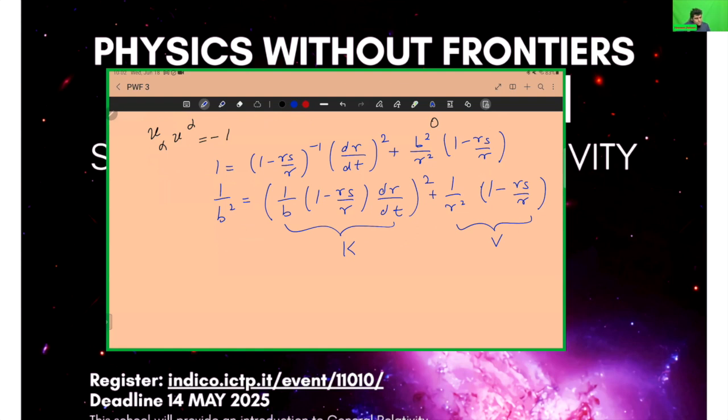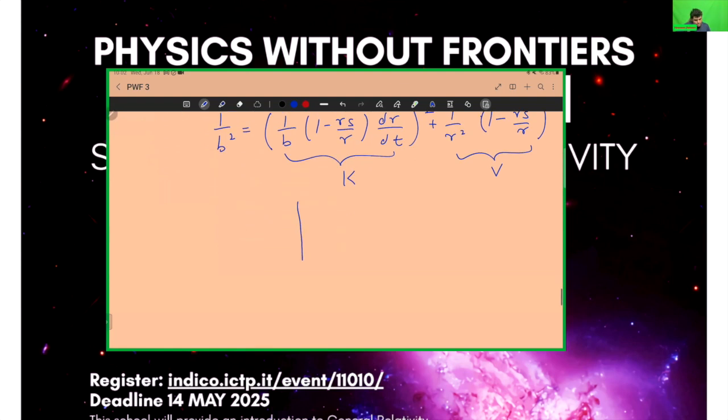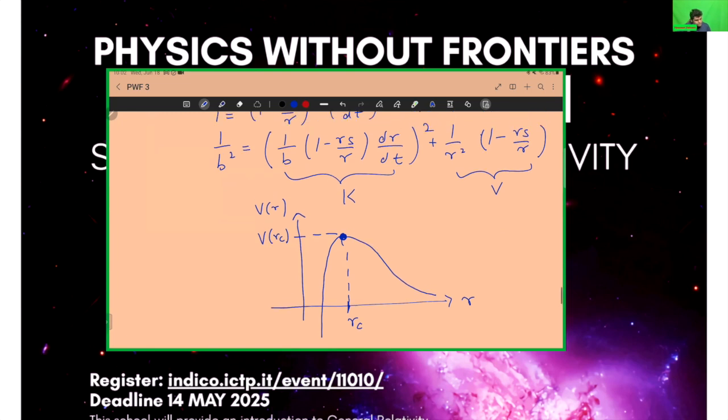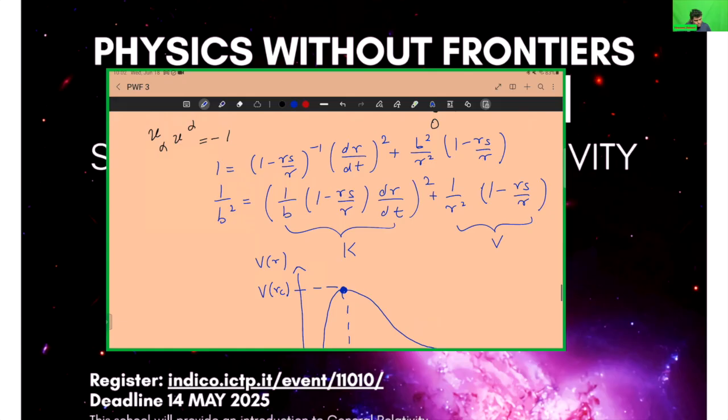Okay. So if you plot this, what do you get? You get something like this. So you get a graph which goes like that, right? Okay. So what are the coordinates of this point? So what is the value of r? Let's call it rc. And what is the value of the potential at this particular rc?